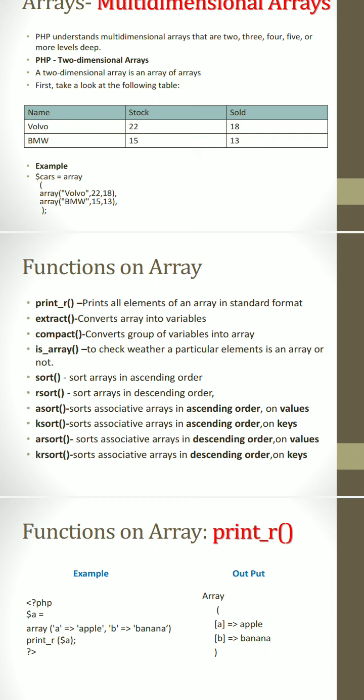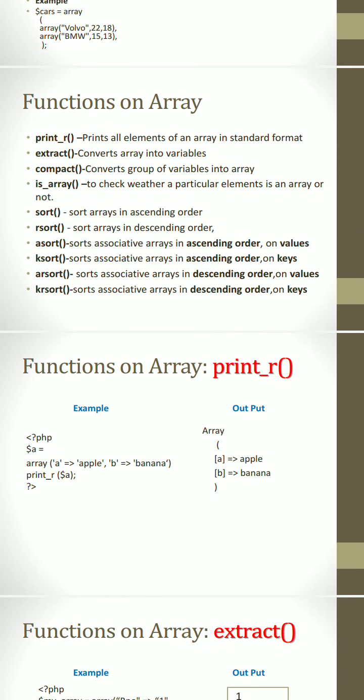What does the ksort function mean? It sorts the associative array in ascending order only, but on keys. So that's why it is written ksort. Next, the arsort function is nothing but sort an associative array in descending order on values. And the krsort function, it is again an associative array, in descending order on keys. Okay, so for keys, what are we using? Small k.